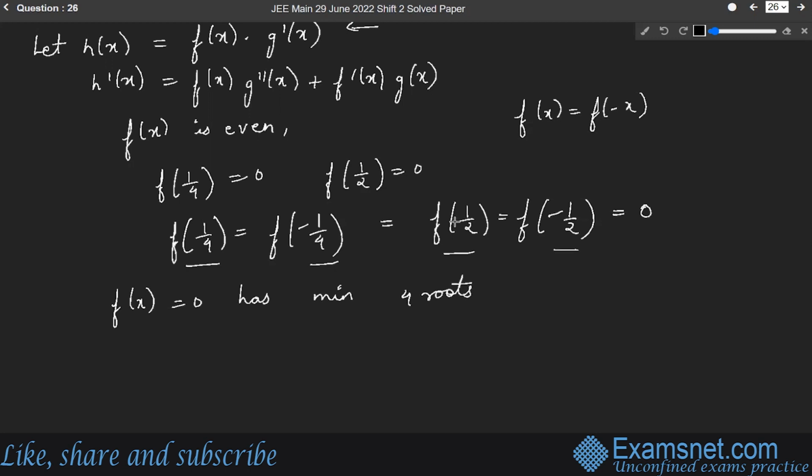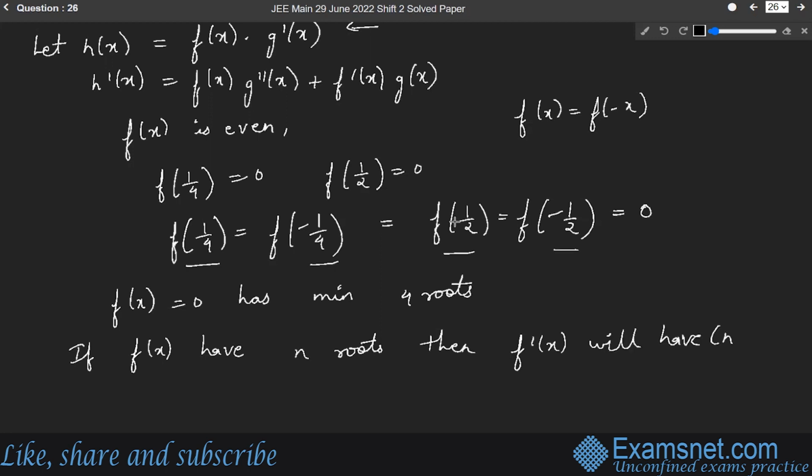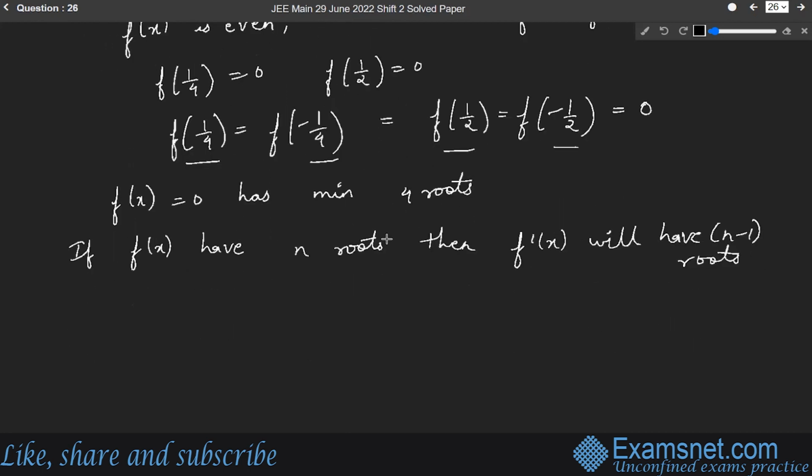Now there is one more concept that if a function f of x has n roots, then its derivative f dash x will have n minus 1 roots. Okay. So for the given function f of x, the roots are 4. So its derivative f dash x will have 4 minus 1, which is 3 roots, right?